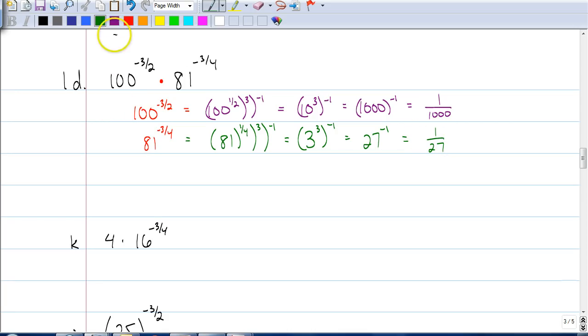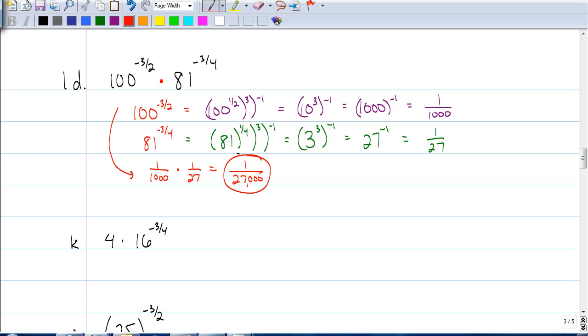Now remember, this tells us that we're multiplying these together, so I'm going to take 1 divided by 1,000 times 1 divided by 27, which gives me 1 over 27,000. That would be your final answer.